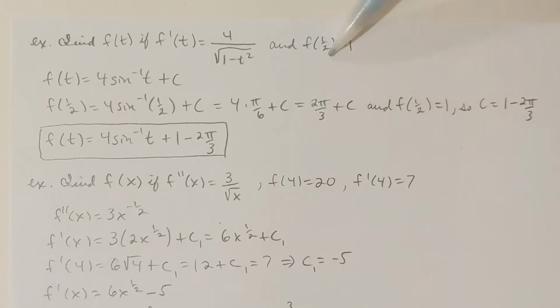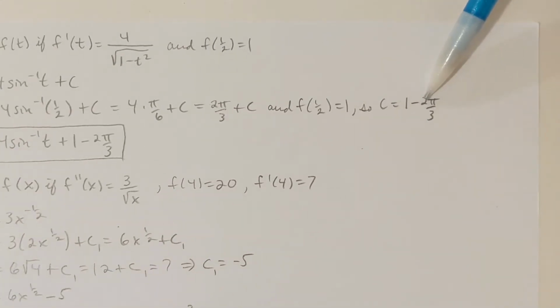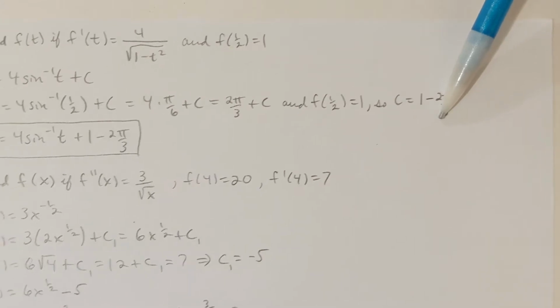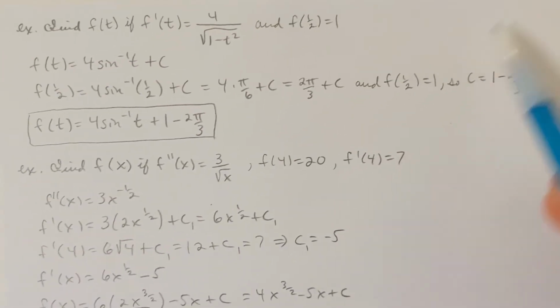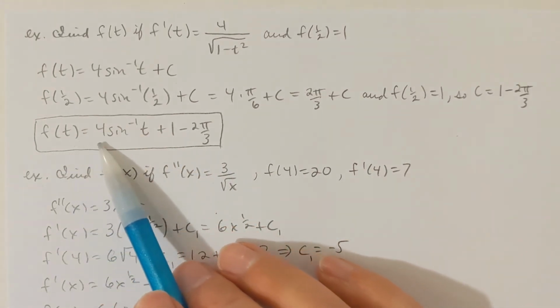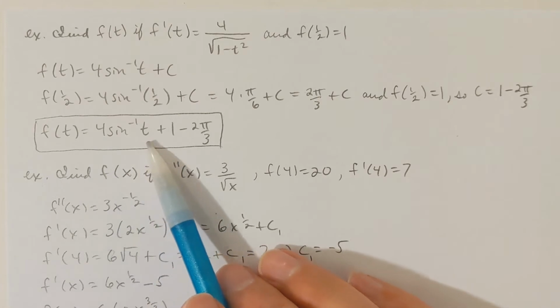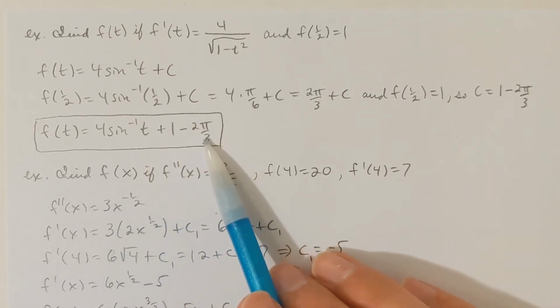Okay, now f of 1/2 is 1. So when I set 2 pi over 3 plus c equal to 1, then c would be 1 minus 2 pi over 3. That would be the exact number, and you keep it in an exact form here. So my particular antiderivative would be f of t equals 4 times sine inverse of t plus the constant, which is 1 minus 2/3 pi.